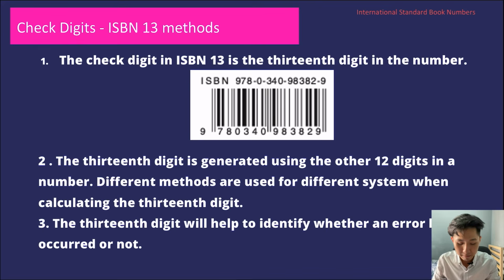And how this works, one method of check digit is called the ISBN-13 method. You can check out the books that you have now; they're probably using the same method. The checksum value, the check digit value, is this, the 13th digit, which is the most relevant one in our ISBN-13 method. And this 13th digit is generated using the other 12 digits in the number. Different methods are used for different systems when calculating the 13th digit. And this 13th digit will help to determine whether an error has occurred.